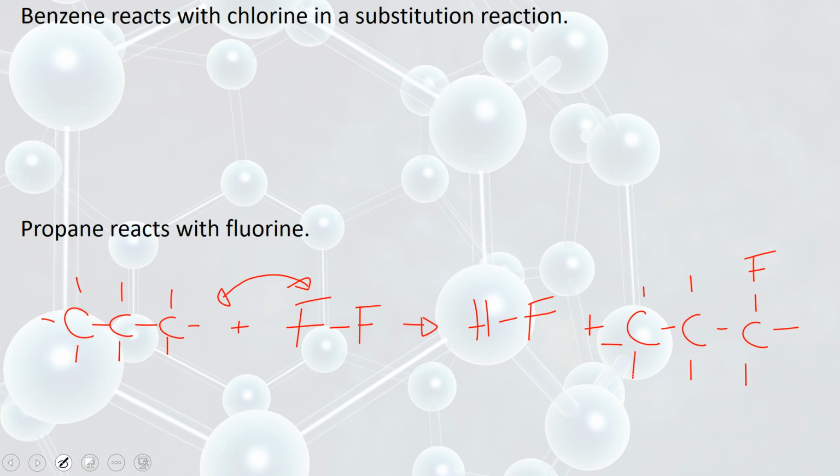So this would be a 1,4-fluoropropane. I could also create a 2,4-fluoropropane if I wanted to. Why couldn't I have a 3,4-fluoropropane? Right, I just would end up numbering from the other side.